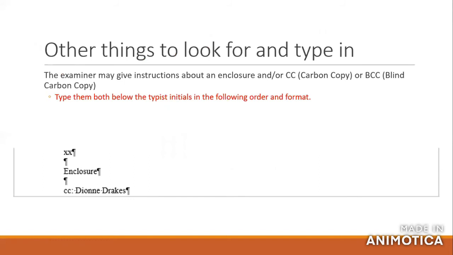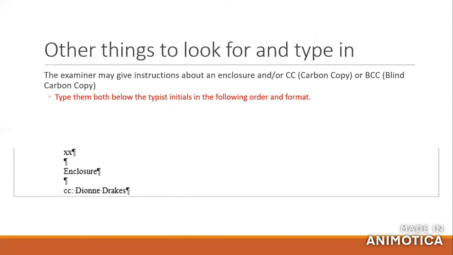The examiner may give you instructions about an enclosure or an attachment and a carbon copy or a blind carbon copy. If you see this, do not ignore it. That could be 2 or 3 points that you miss just because you're ignoring the instructions that they give you. Don't do that. That could be the difference between an A and a B, or a C and a B.